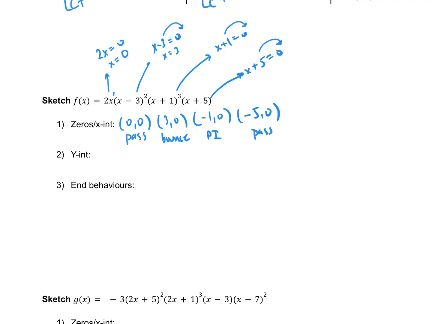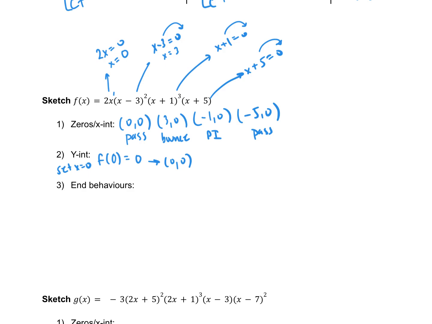If I want my y-intercept, I'm just going to evaluate f at 0. So set x equal to 0. And if I plug that in, well, I am just going to get 0. Like 2 times 0 times (0 − 3)² times (0 + 1)³ times (0 + 5) is 0. And plus, that was one of my x-intercepts, so that is a common point.